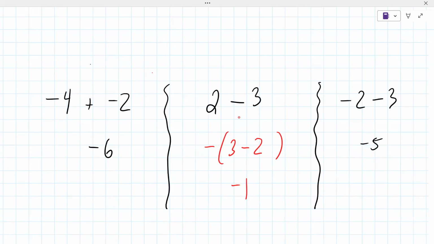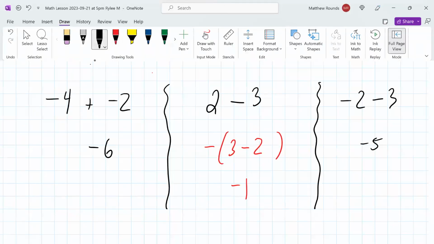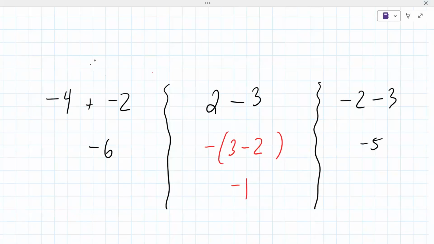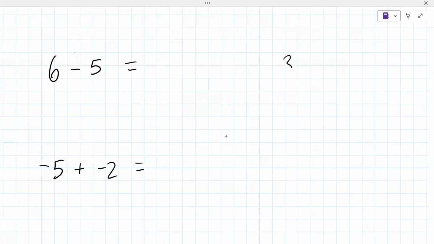Okay, so you have to do your best to try to remember the rules. I know it's hard. That's the whole point of this. It's just really challenging to switch between them. So we'll keep doing some more examples here. How about 6 minus 5, -5 plus -2, 3 minus 4, 4 plus -8. All right, so a couple more here for you to try.